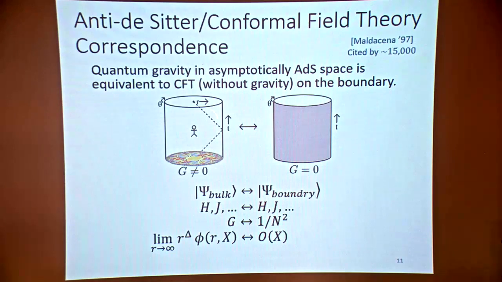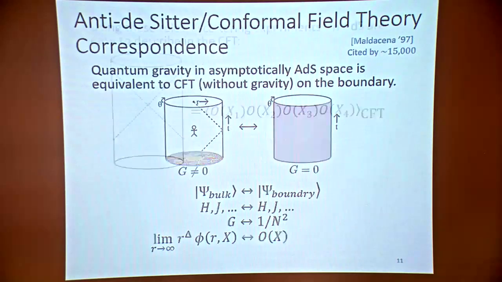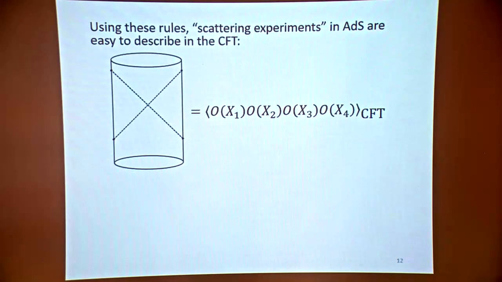So R goes to infinity is really going to the boundary of that space-time with some compensating factor determined by the conformal dimension of the operator. So this is how the correspondence works in terms of getting local operators in the CFT. Using these rules, now it's easy to understand scattering experiments. If we do a scattering experiment in AdS, what we are really studying are correlation functions in the CFT.